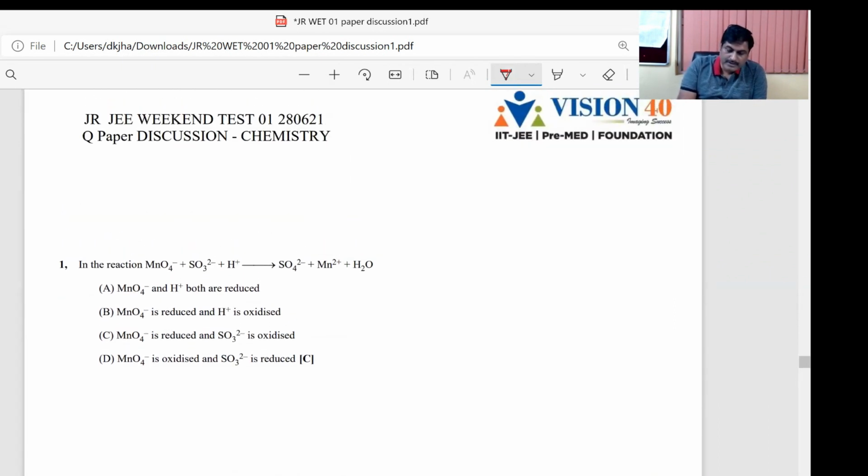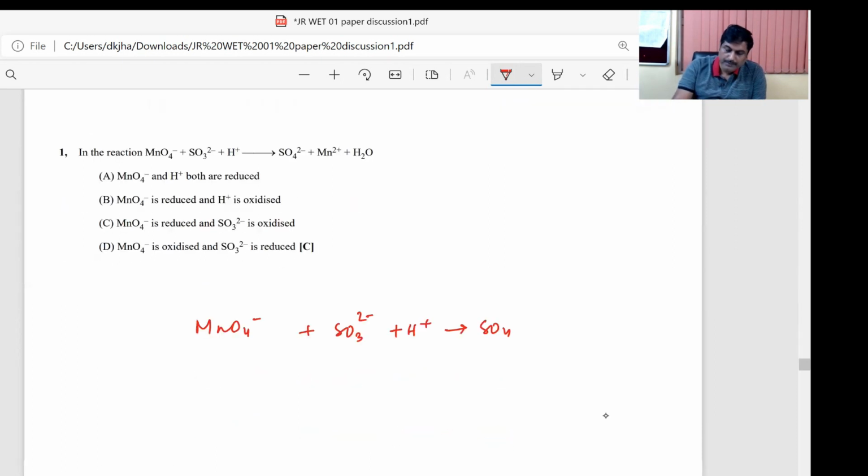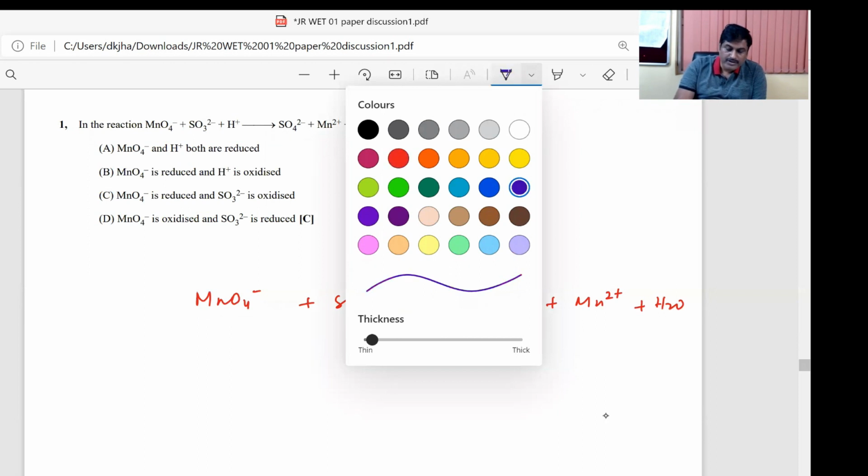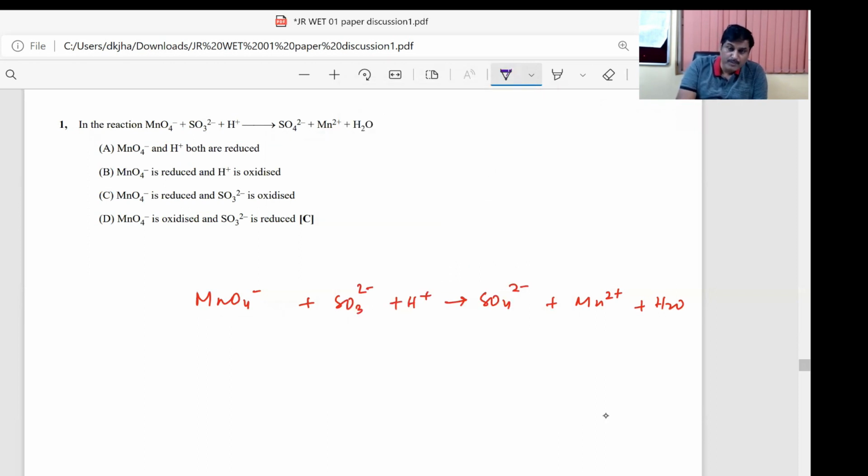Here the question is, in this equation, you have to find the oxidized, reduced, everything. So for that, it's good. You write here MnO4- plus SO3 2- plus H+. What that gives? That gives SO4 2- plus Mn2+ plus H2O. Okay, fine. Here you take the oxidation state first. You have to understand this one. MnO4-. What is the oxidation state?